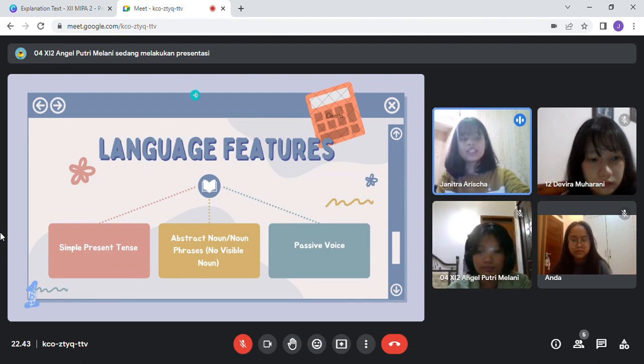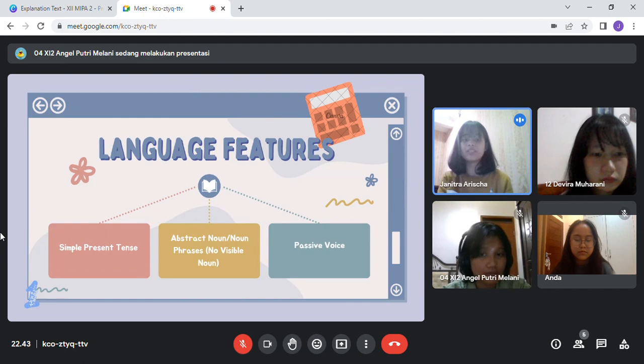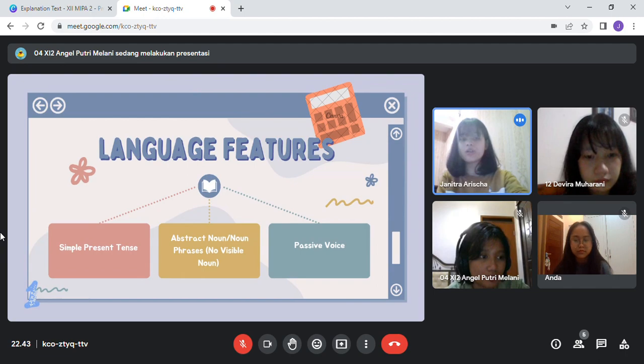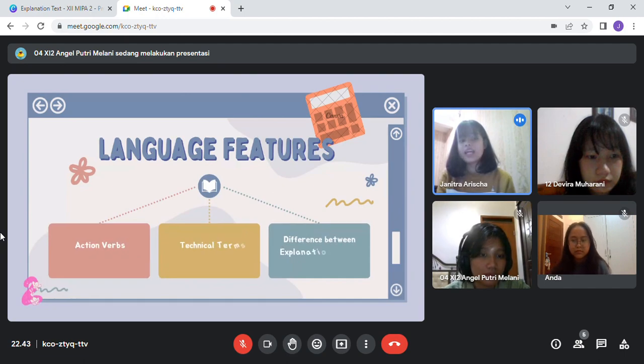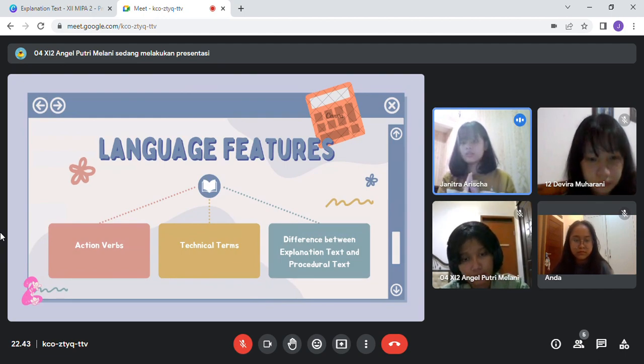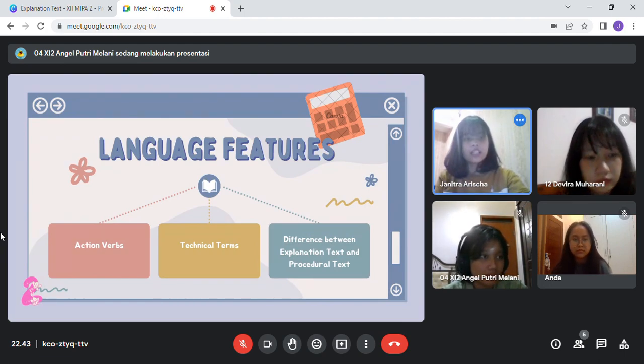And the third one is using passive voice. Passive voice is a sentence in which the subject of the sentence accepts the action and does not act. Unlike active, passive focuses more on the party or object that receives the result of the actions. And the fourth one is using action verbs. Action verbs are verbs used to describe an action being taken, such as do, make, create, and others. And the next one is using technical terms.